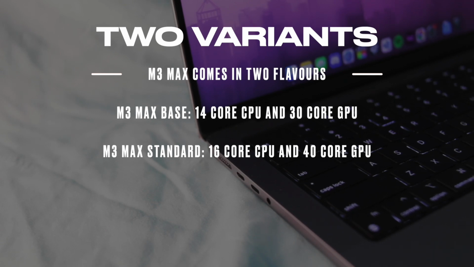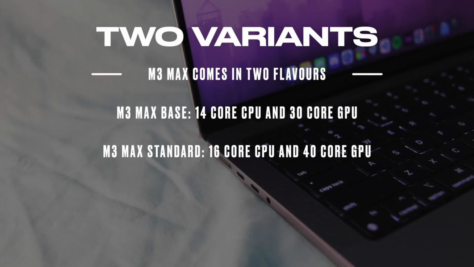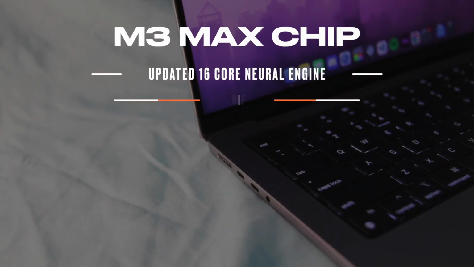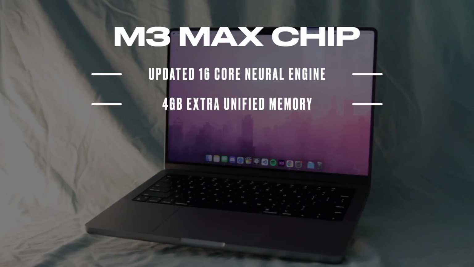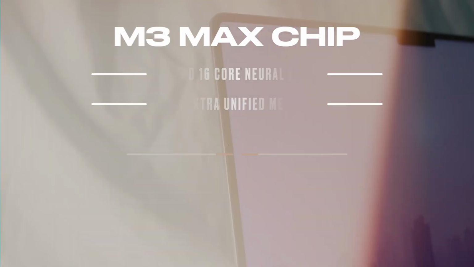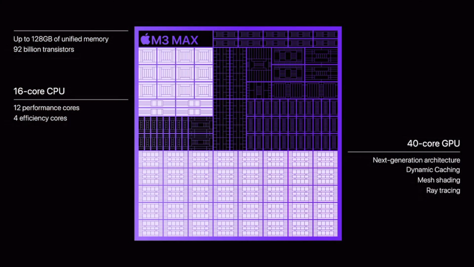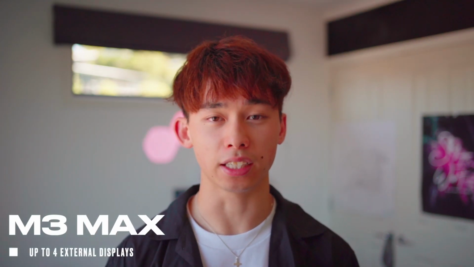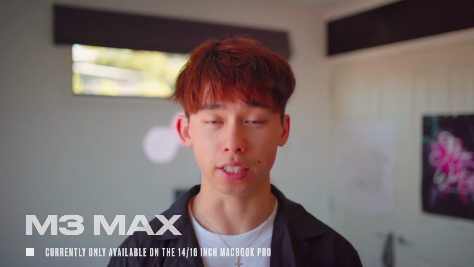It also has the same 16-core Neural Engine found on the standard M3 and the M3 Pro. The M3 Max now starts with 4GB more unified memory with 36GB at the base level. We also now have the ability to add up to 128GB of unified memory with the M3 Max. The M3 Max also supports up to 4 external displays like the M2 Max and the M1 Max, and it is about 80% faster than the M1 Max according to Apple. It is also currently only available on the 14-inch and 16-inch MacBook Pro.